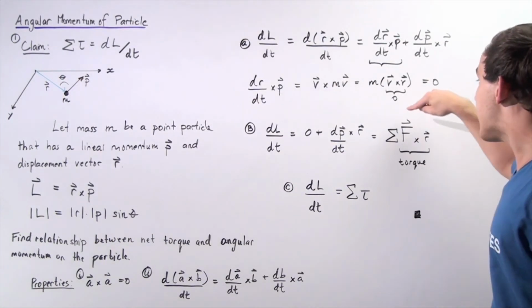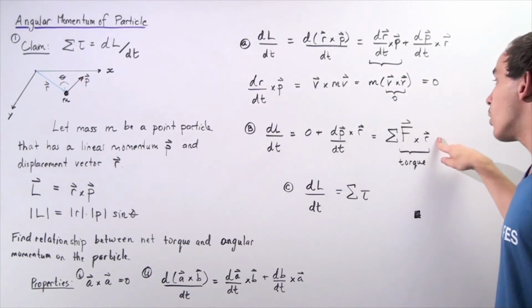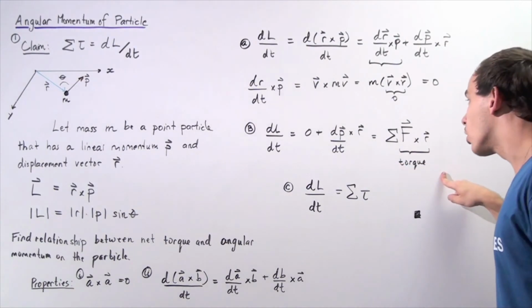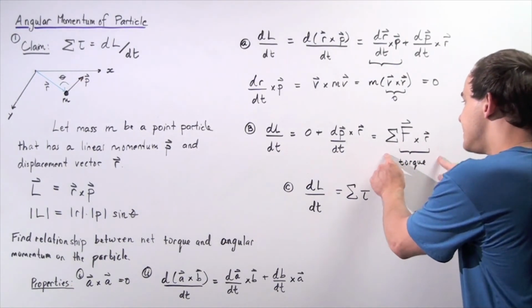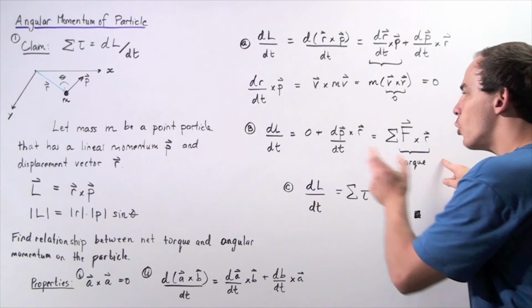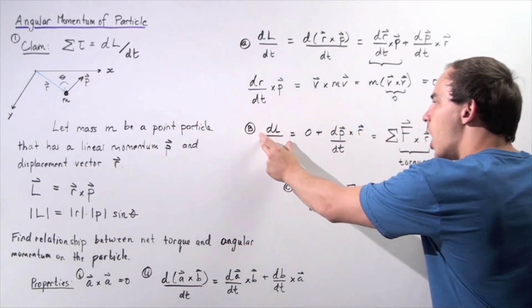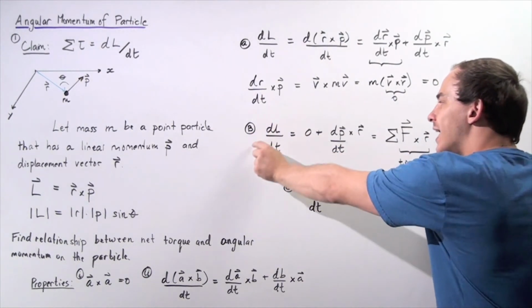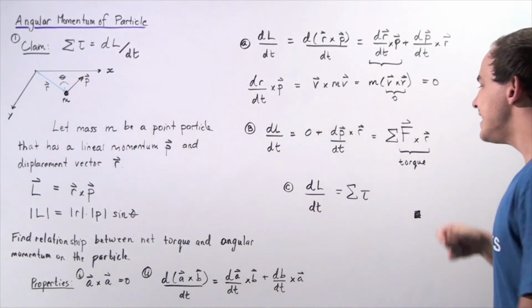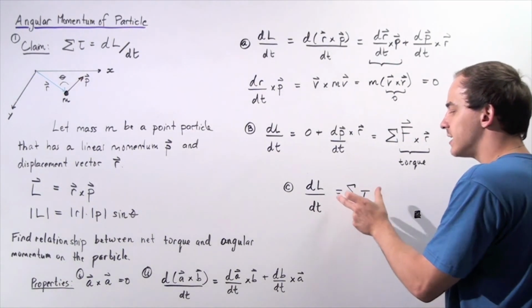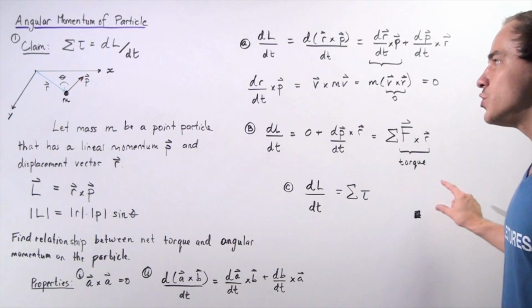And notice that force cross our lever arm gives us the torque. So this entire quantity is actually the net torque. So we see that the derivative of our angular momentum function L with respect to time is equal to the net torque acting on the object, and this concludes our proof.